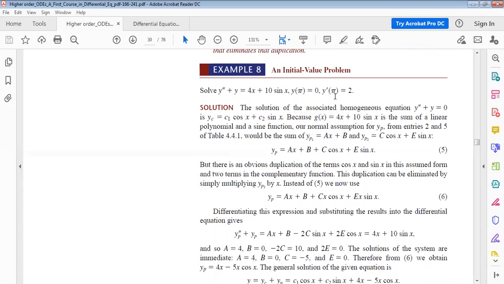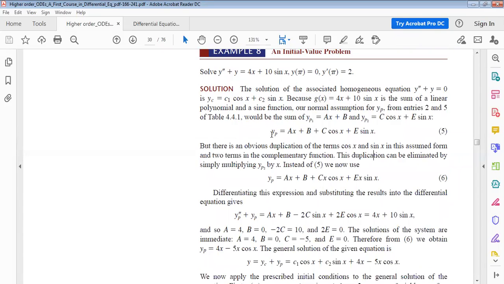So there are two given initial conditions, because this is a second order differential equation. Now the particular integral can be written like this. This is the linear function and this is the trigonometric function.